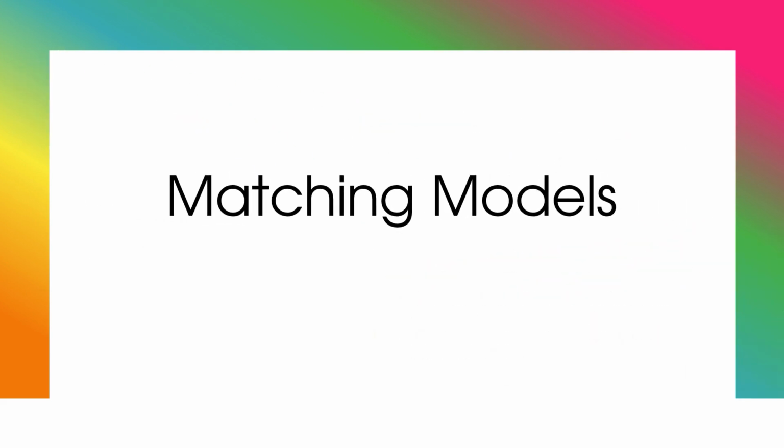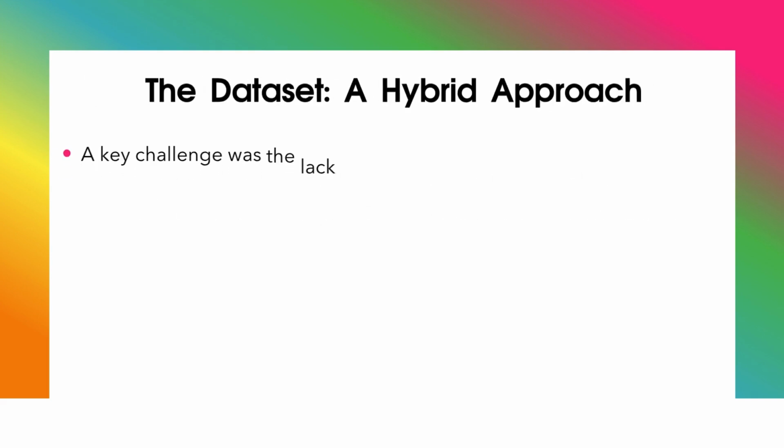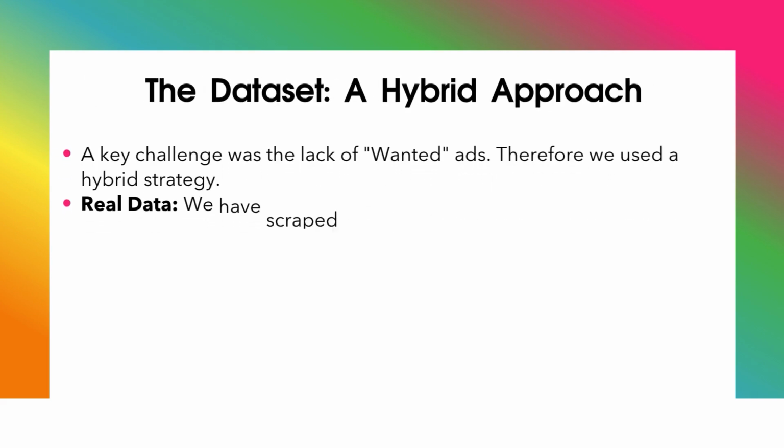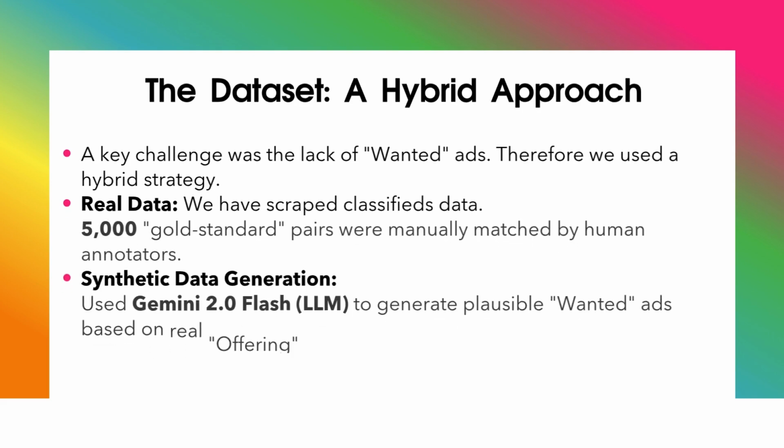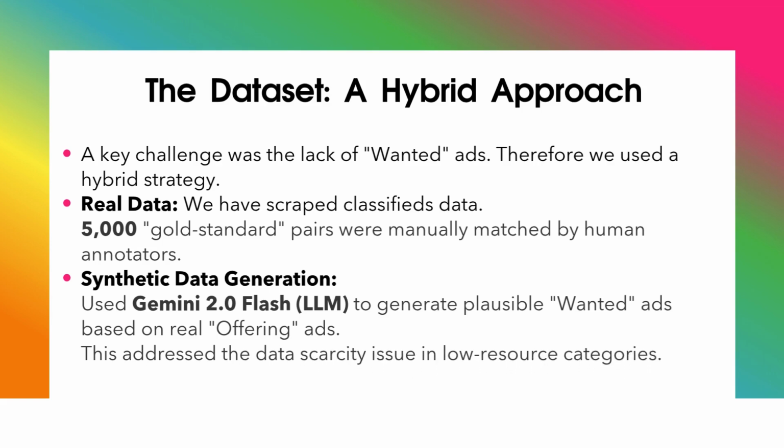After classifying ads into structured categories, our next goal was to build a system that could intelligently match wanted ads with suitable offering ads. One of the major challenges we faced was the limited availability of wanted ads, which made it difficult to train effective matching models. To address this, we adopted a hybrid dataset strategy. Alongside real data, we generated synthetic wanted ads using Gemini 2.0 Flash, based on existing offering ads. This gave us a more balanced and diverse dataset, including a manually created gold standard set of high-quality matched pairs.